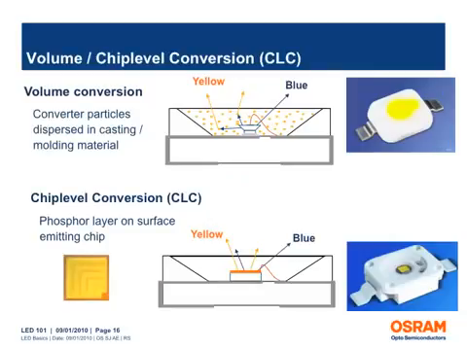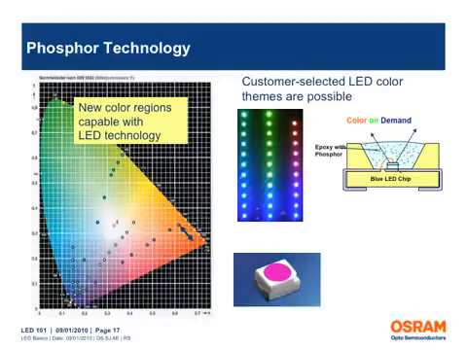Volume conversion involves the dispensing of phosphor particles into the transparent molding material. An alternative method is chip level conversion, in which a phosphor layer is placed on top of the LED chip. The advantages of chip level conversion include better color homogeneity, higher luminance and less color variation over angle. In addition to white light, new color regions can be achieved by employing different phosphors.